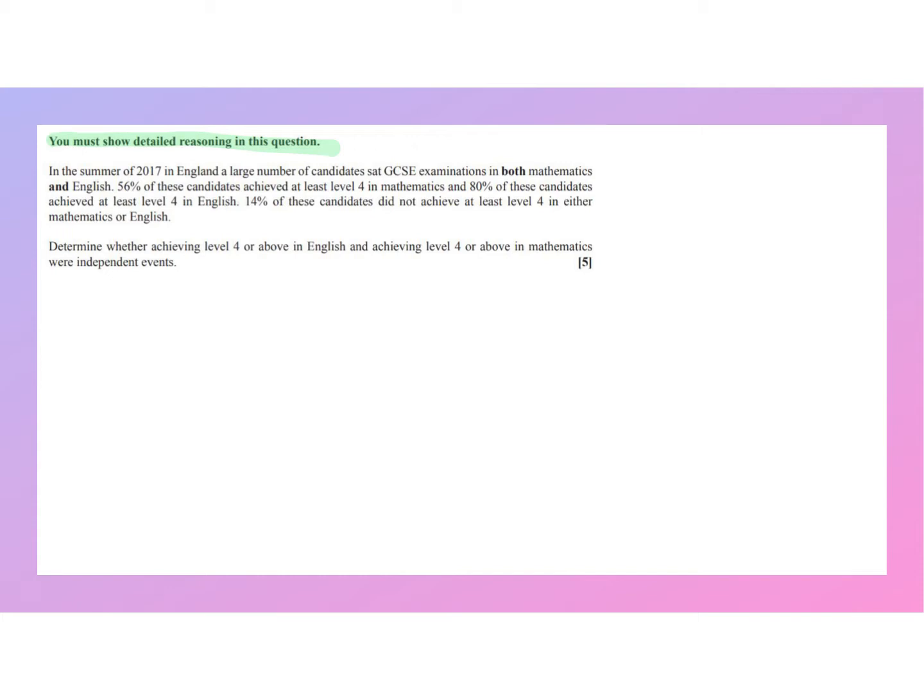So, this is a question about probabilities. Candidates sat exams in maths and English. 50% of these candidates achieved at least level 4 in maths. So if we say M is the event that a candidate achieves at least level 4 in maths, the probability of that happening is 56% or 0.56. 80% of the candidates achieved at least level 4 in English, so that's a probability of 0.8. And 14% of these candidates did not achieve at least level 4 in either maths or English.